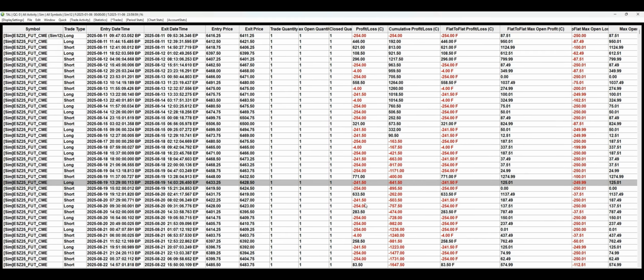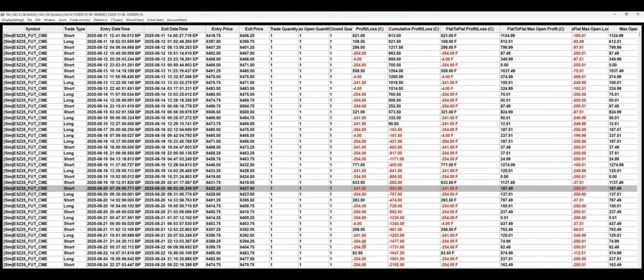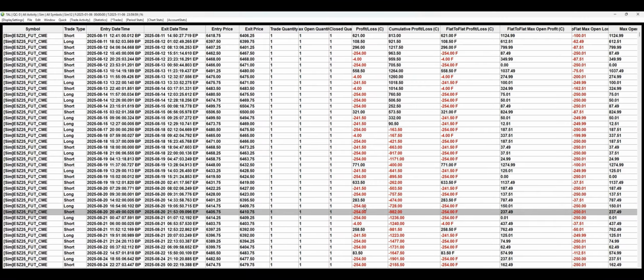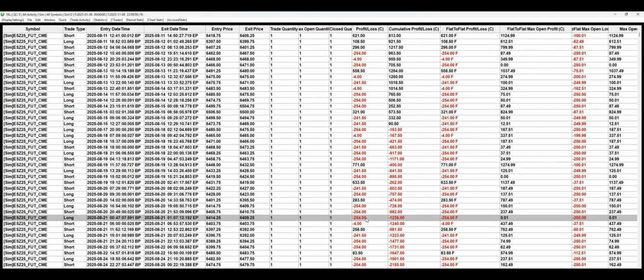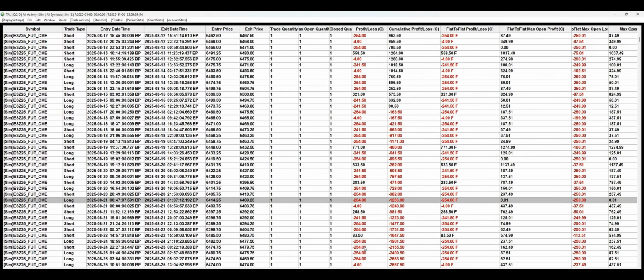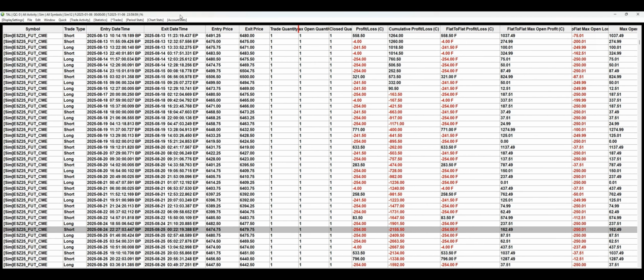Just eyeballing this, we can see this is interesting. Had a really big winning trade here, string of losses. So just looking at these losses and looking at what our max open profit is, it seems potentially to be confirming my hypothesis. Again, just eyeballing this data.